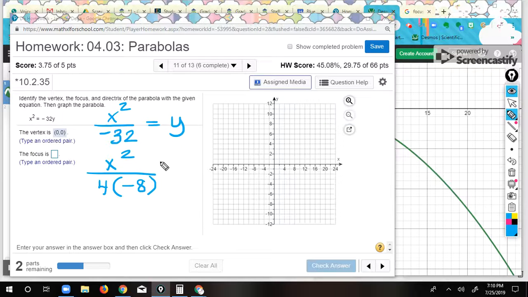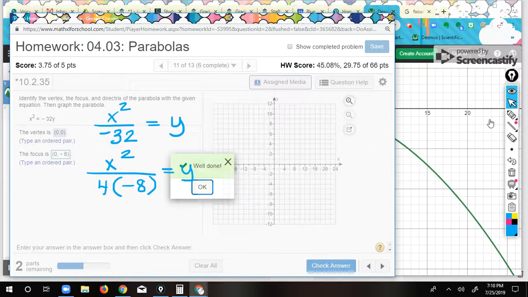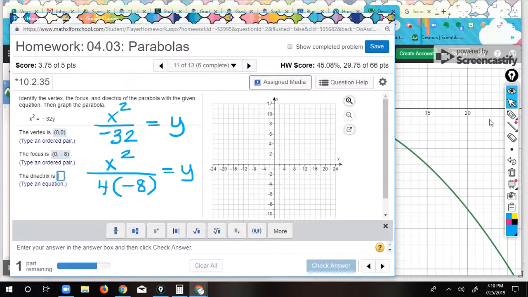We always want that 4 to be positive. That means my C value is negative 8. So if my vertex is at 0, 0, my focus is going to be 8 underneath that. So it would be at, just because it's a negative, we would say 0, negative 8. And then the directrix is going to be y equals the opposite of that C value.